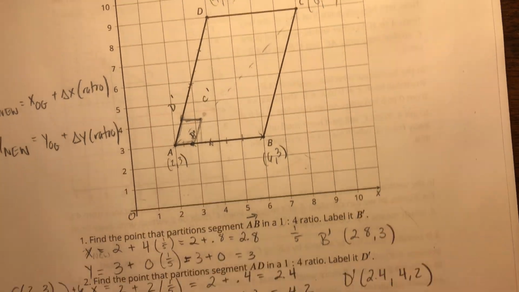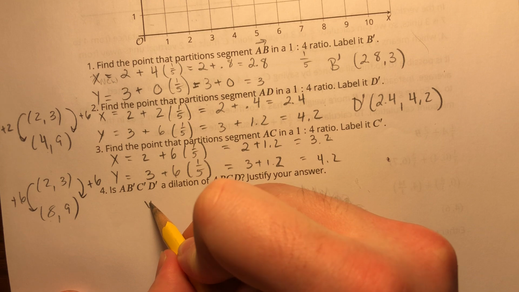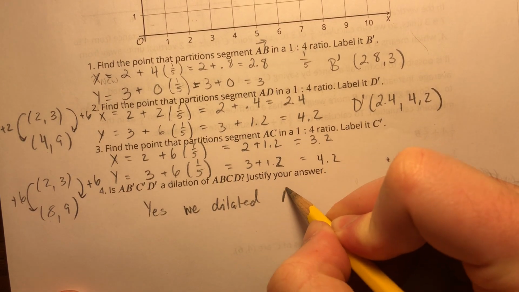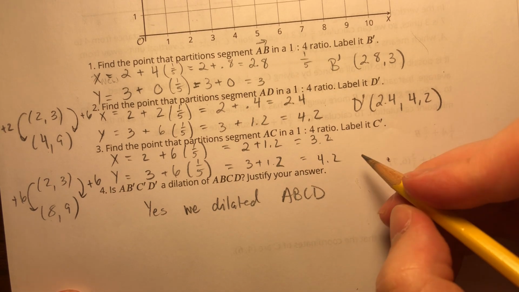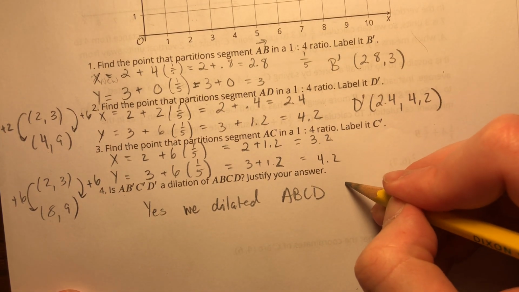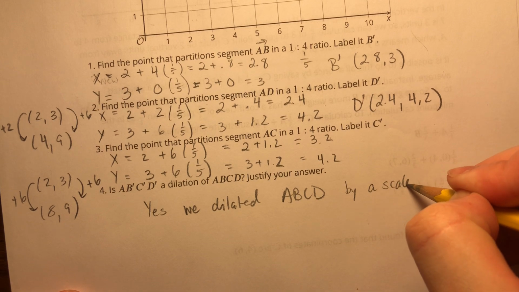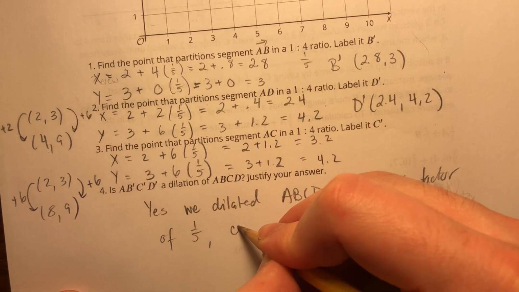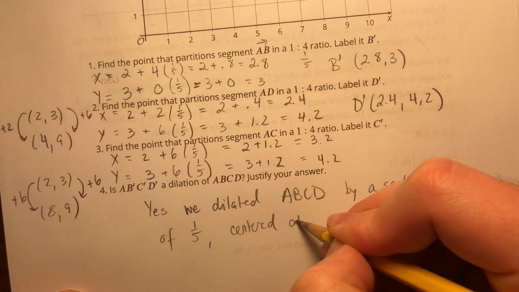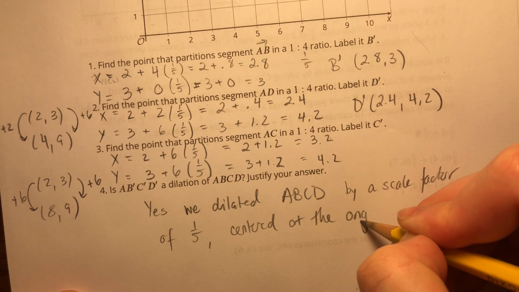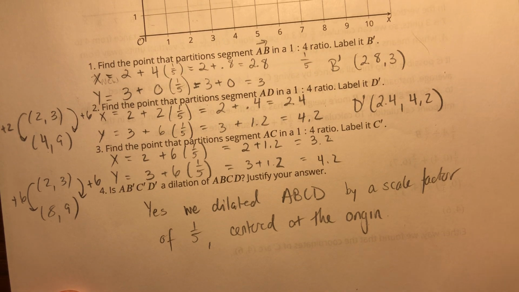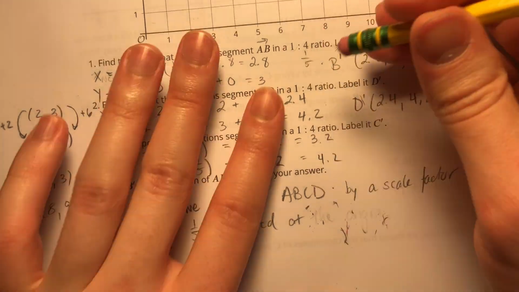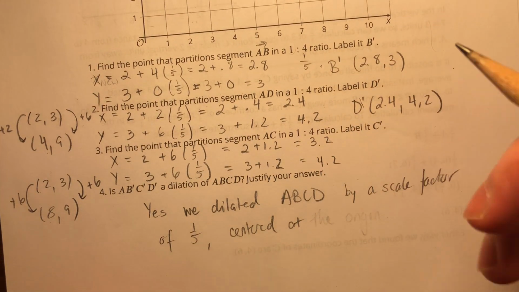So we can say that, yes, we dilated ABCD by a scale factor of 1/5 centered at the origin. I'm sorry, not the origin, centered at A. Because A stays the same, so that's where the center has to be if that point doesn't change.